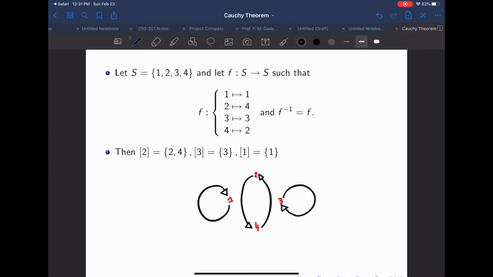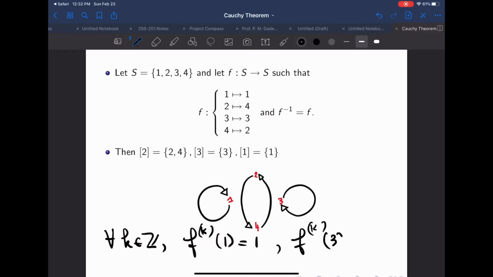If you take 1, 1 goes to 1. Okay, so that means that the equivalence class of 1 is {1}, because if you keep applying iteratively the map F or its inverse, you simply get 1 and 1 and 1 again. So in other words, for any k which is an integer, F^k of 1 is always 1. Similarly, you can also see that F^k of 3 is always 3, because 3 maps to 3, and if you iterate the map again, you get 3 over and over again.